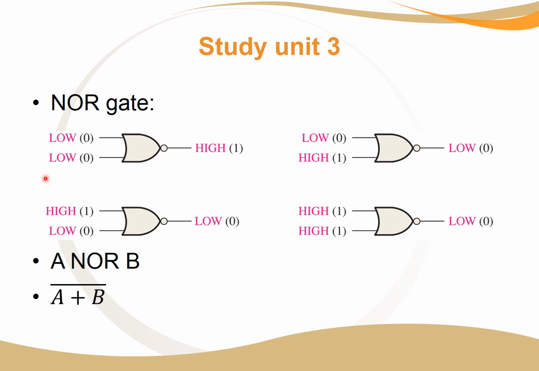Here we have a NOR gate, and this is basically a NOT OR gate. So here we have all the possible permutations of a NOR gate, a 2-input NOR gate, and it's basically the inverse of an OR gate. So the only output where you have a high is when both of them are low. So you write A NOR B, and this is mathematically how you write a NOR gate.